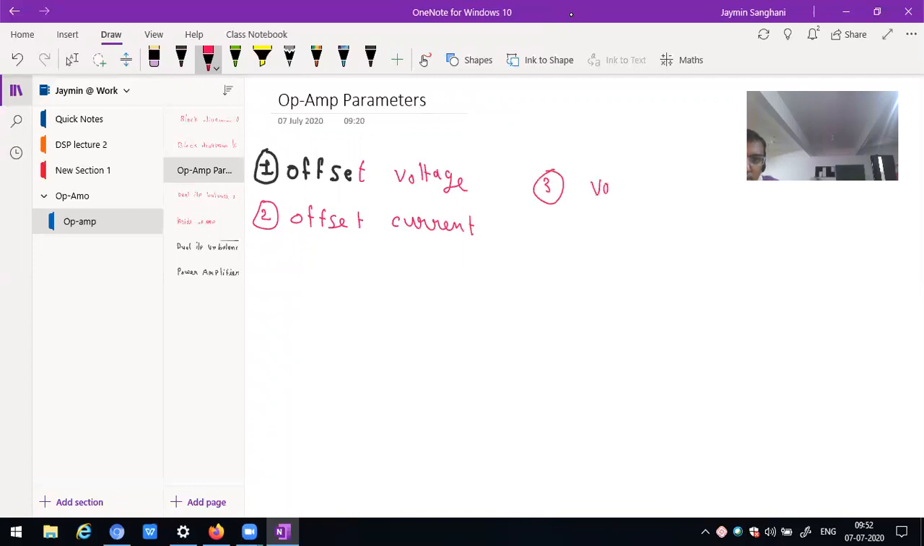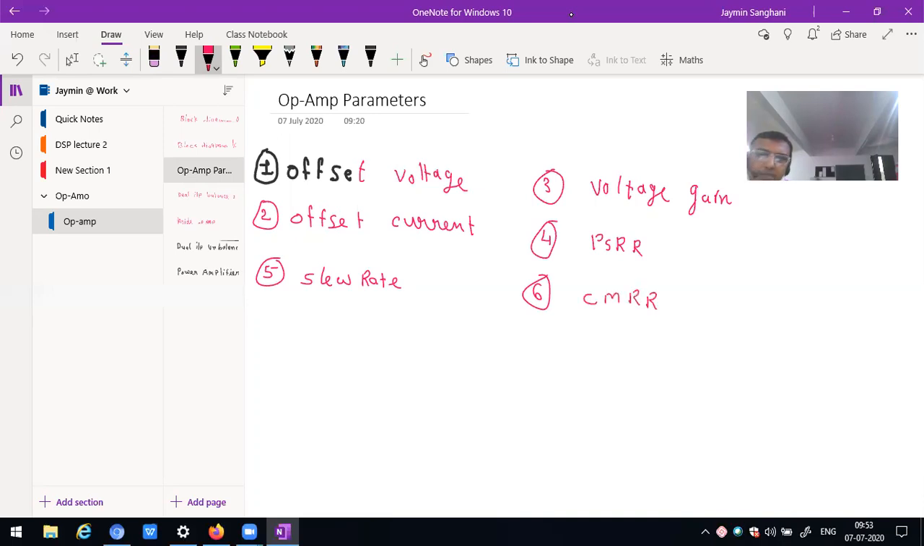Third parameter, voltage gain. Fourth parameter, PSRR, power supply rejection ratio. Fifth parameter, slew rate. Sixth parameter, CMRR. CMRR means what? Common mode rejection ratio. So these are the different parameters.